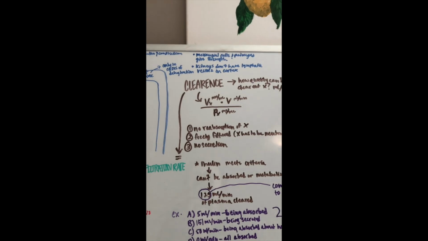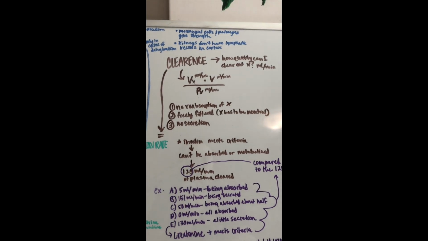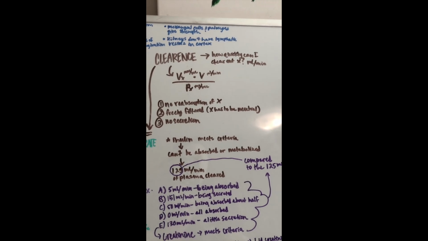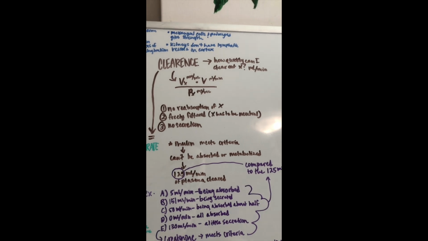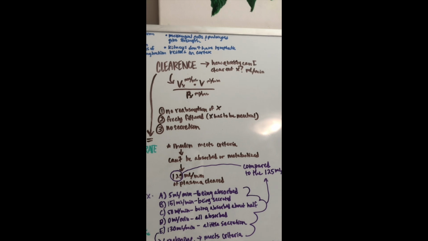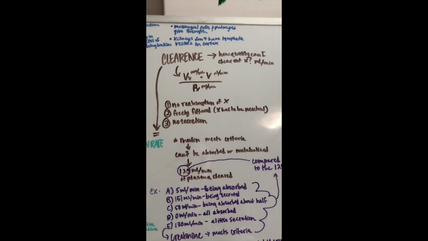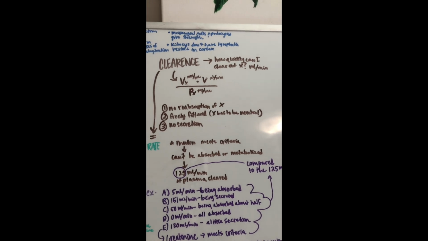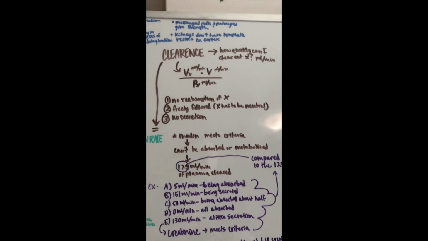Anyways, we have to make three assumptions with this in order for this to work. The first one is there's no reabsorption of X. So if you've got to clear it out, it can't be reabsorbed. And then it has to be freely filtered. So X has to be something that's neutral. It can't have a positive or negative charge. And there's no secretion of this. So this is just something that passes straight through. It's not stopping to stay.